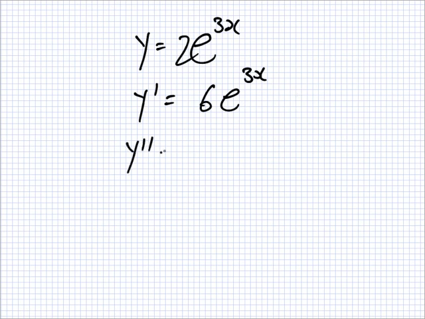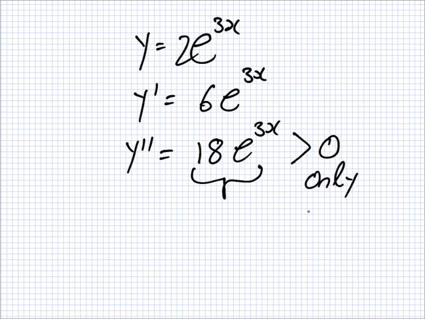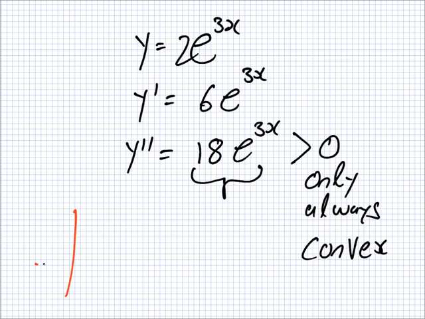Let's get the second derivative, 18e^(3x). Now, is this positive, negative, or could it be both? Look carefully. Oh yeah, positive. It's only positive, which means it's only and always convex. Now, that is not shocking, because when you think about the exponential curve, it has a convex shape to it. But it doesn't start negative, does it? It starts really near 0.